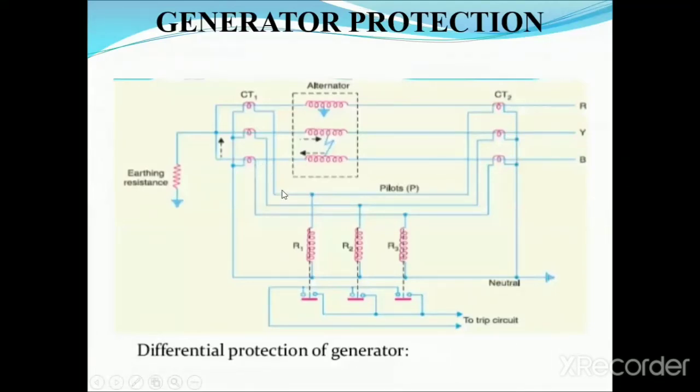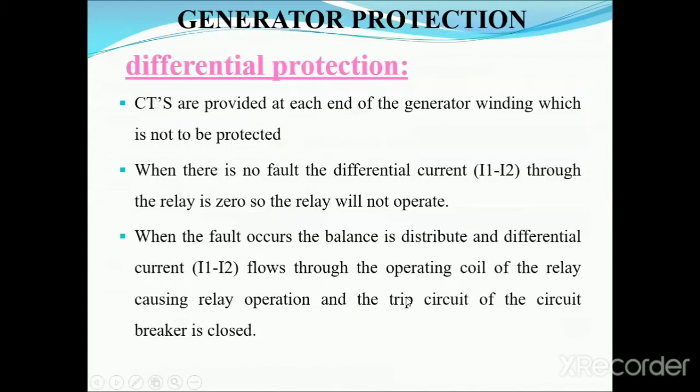Under normal operating conditions, there is no difference between the currents of CT1 and CT2, so no current flows through the relay coil. The relay coil is not energized and does not close the tripping circuit. That means the circuit breaker does not operate under normal or no-fault conditions.